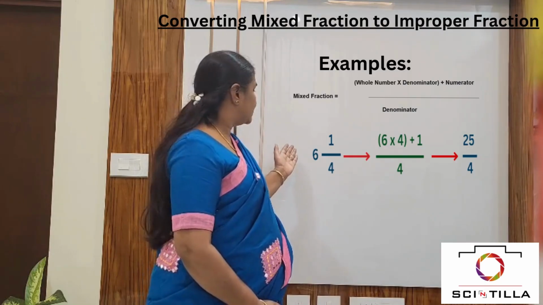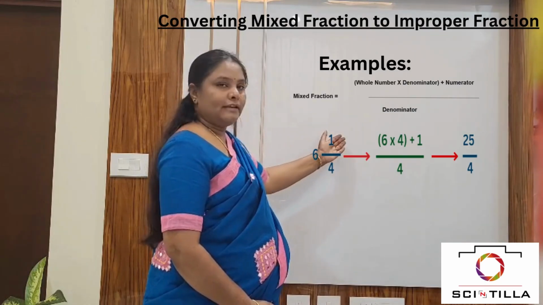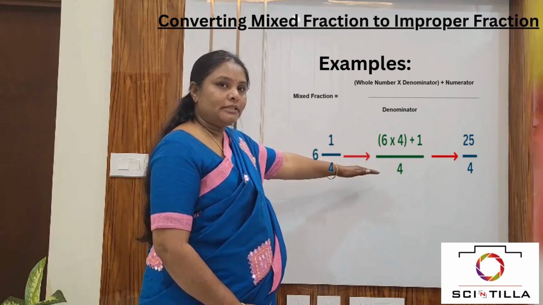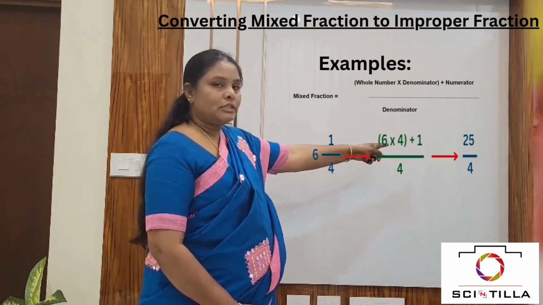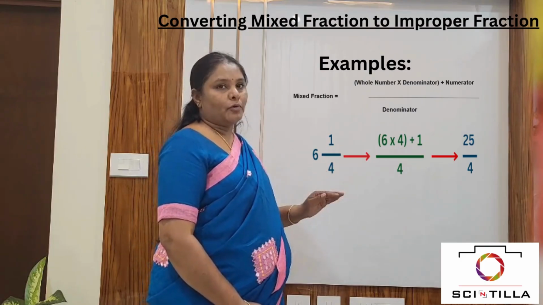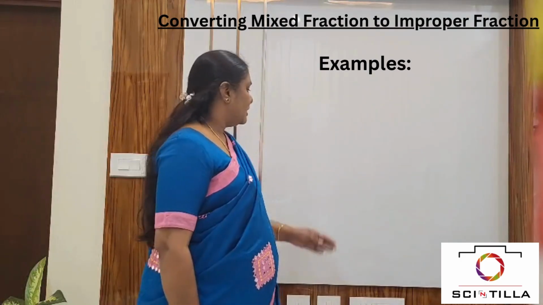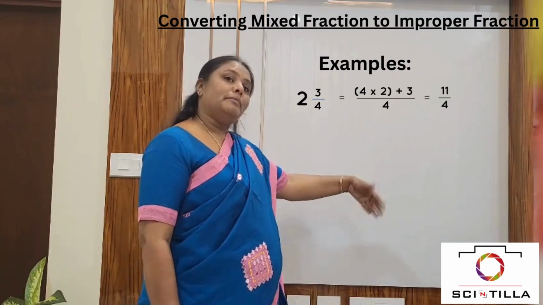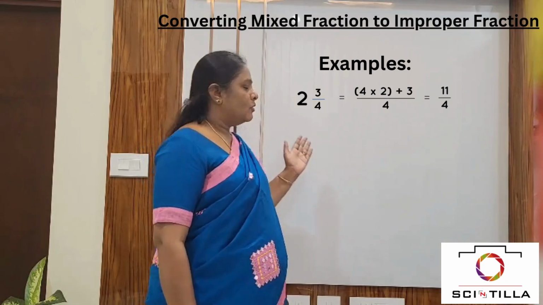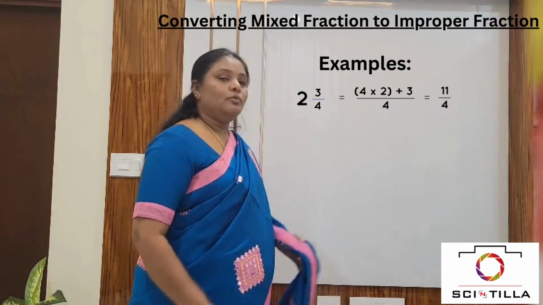How are you going to do this? Multiply 6 into 4 and then add the numerator, and the denominator remains the same. 6 4s is 24, 24 plus 1 is 25, so 25 by 4. Okay, I hope you have understood. For better understanding, let me take a few more examples to help you out. Now, look at this fraction 2 and 3 by 4.